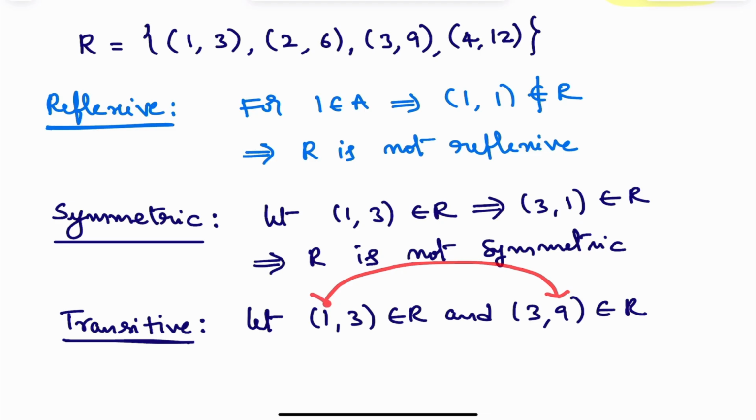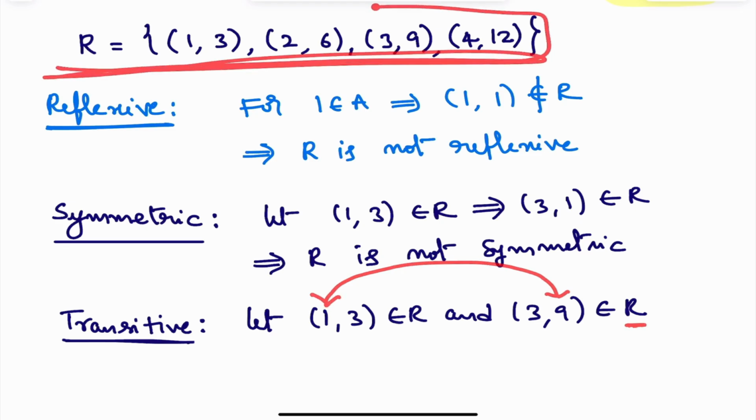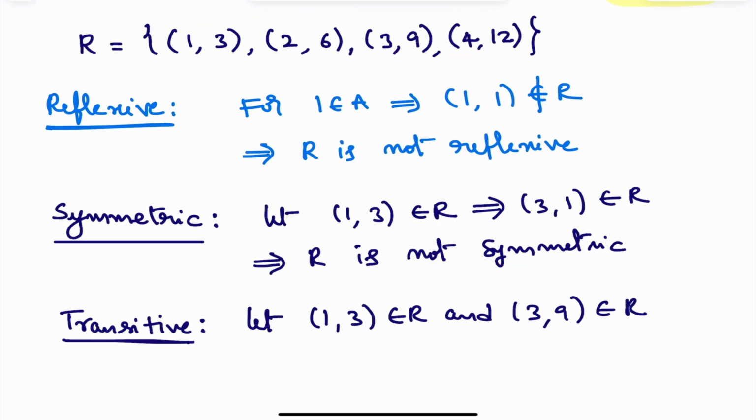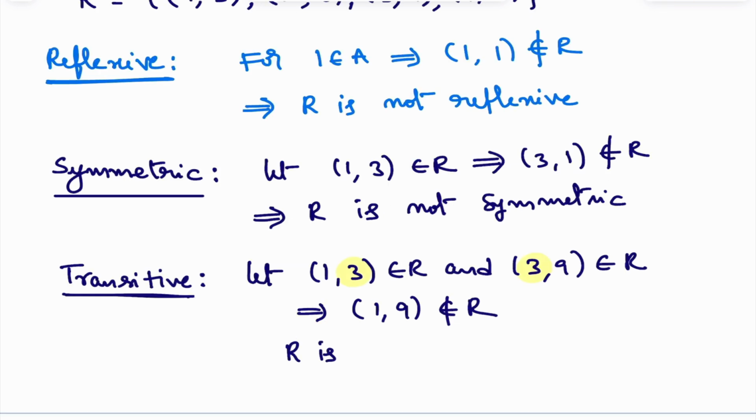When such an ordered pair exists, then only we look for (x, z). Is (1, 9) there in this relation? You look, is (1, 9) there in this relation? No. That means for (x, y) and (y, z), (x, z) does not belong to this relation. So we can say that this relation is not transitive. So what I can write from this: (1, 3), (3, 9), but (1, 9) does not belong to this relation. Therefore, this relation is not transitive.